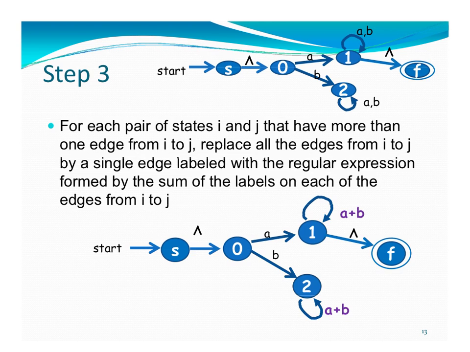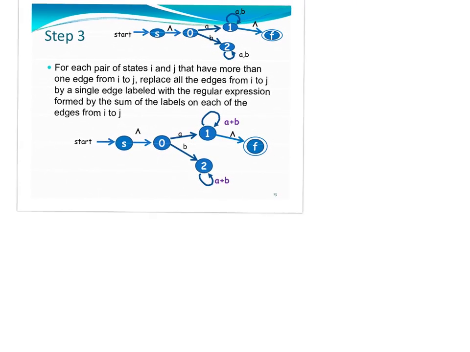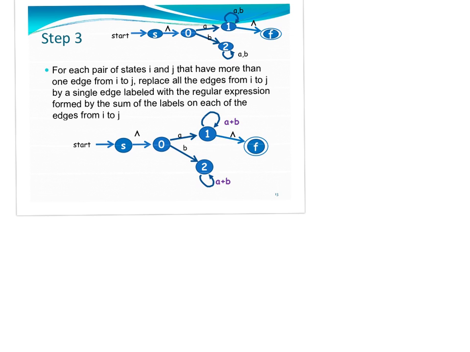Okay, so now we have the last of the setup steps. And what it says is, for any pair of states that have more than one edge from I to J, replace all the edges from I to J with a single edge labeled with the regular expression formed by the sum of the labels on each of the edges from I to J. So let's talk about what they're saying here. Let me just move that out of the way for a minute, and then we'll see how I did it in this particular example.